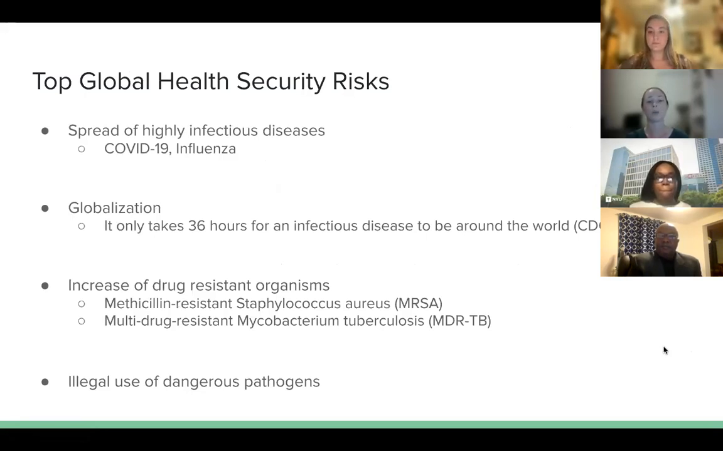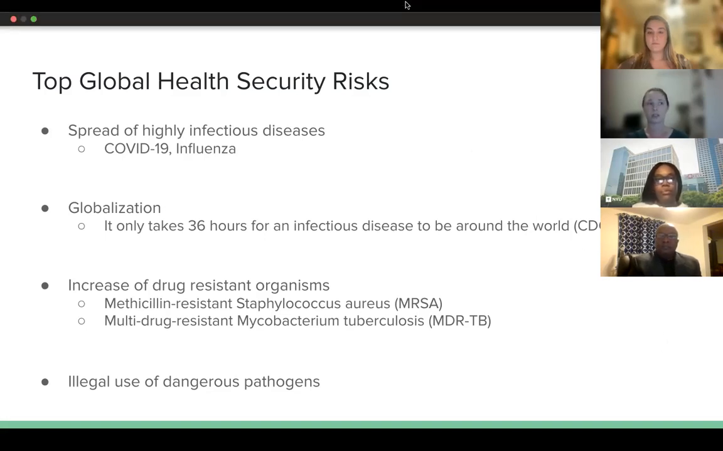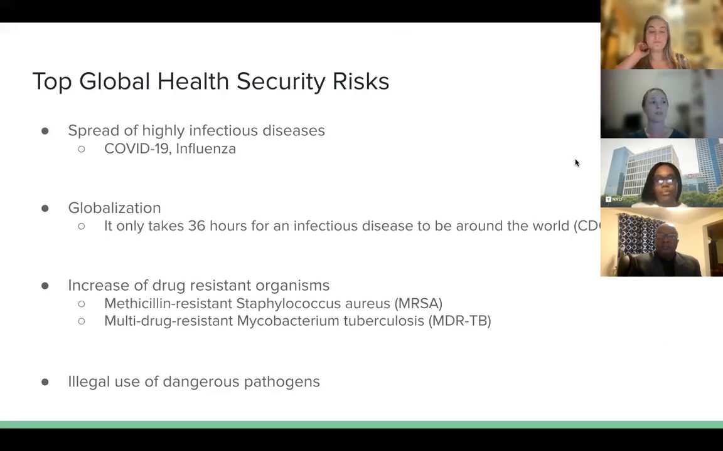Some of our top current global health security risks are the spread of highly infectious diseases. And that's a huge threat, as we've seen with the current pandemic. And it's not just SARS that can be a threat, but any highly infectious pathogen that is a risk to global health security. This could be the flu, measles, polio, pertussis, etc. The United States has vaccines and treatments to lower mortality rates, but developing countries may not, and it can severely impact them with high mortality rates.